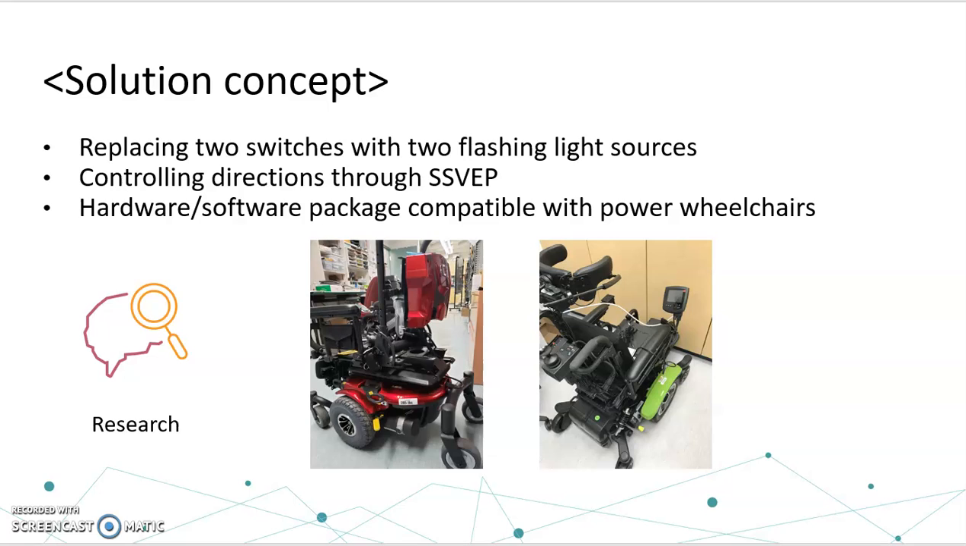We are assuming that replacing only the directional switches with BCI would give us a robust enough system for power mobility control. Almost all of our power wheelchairs can accept jelly bean switches as an input. So the hardware-software package designed by the student team should have two flashing light sources flashing with different frequencies and should be capable of detecting which light source the patient is looking at, and also send an output signal through an audio jack to the power wheelchair.